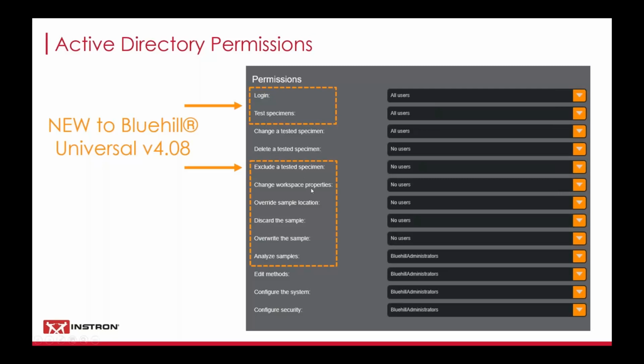So we've since split them out because those are in fact two very, very different things. The other things are change workspace properties. That's new. Override sample location, so locking that down where your Bluehill data is saved. Discarding the sample, so eliminating the user's ability to exit out of the software. Overwriting the sample file, so making sure that every sample file has a unique name and cannot be overwritten. And then the ability to configure if you want someone to analyze samples.